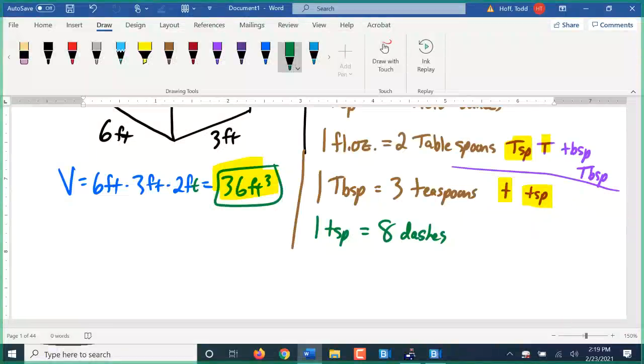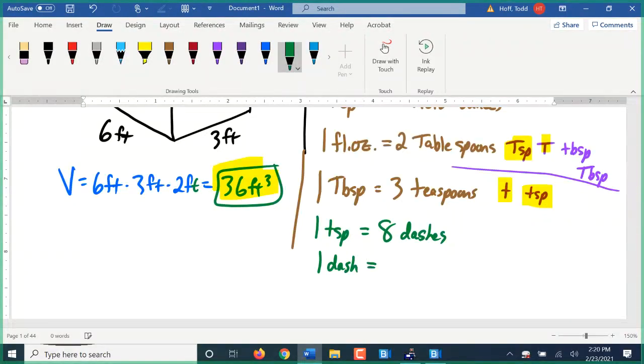A dash, if you think of a salt shaker, would be tipping it like that and letting what salt comes out. Spice shakers are similar to salt shakers. They're much bigger, but we just give them 1 tip of the spice shaker is a dash of spice. There are 8 dashes in a teaspoon.